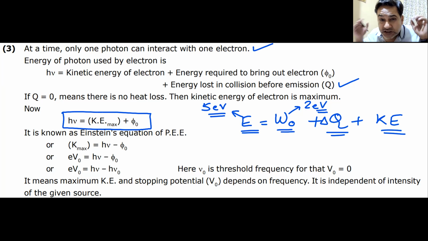So this is Einstein's equation. Law of conservation of energy, nothing else. This is Einstein's equation, where W naught stands for the work function, delta Q stands for energy which is lost during collision in the form of heat or any other form which cannot be utilized. KE stands for the kinetic energy of the particle. The particle is the electron which is being liberated. I hope you understand this.